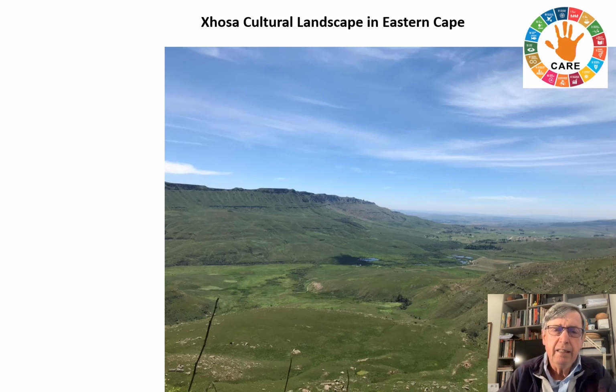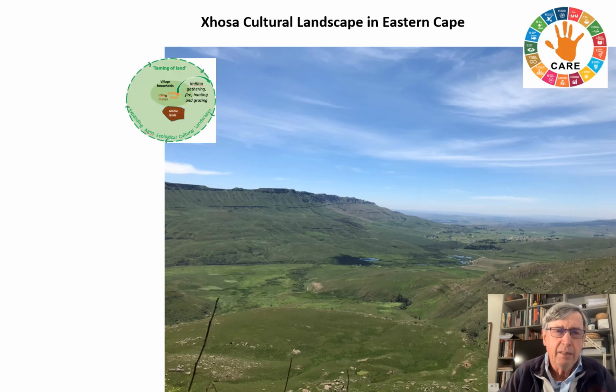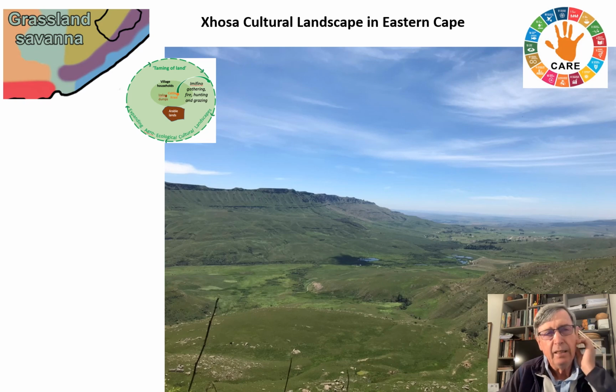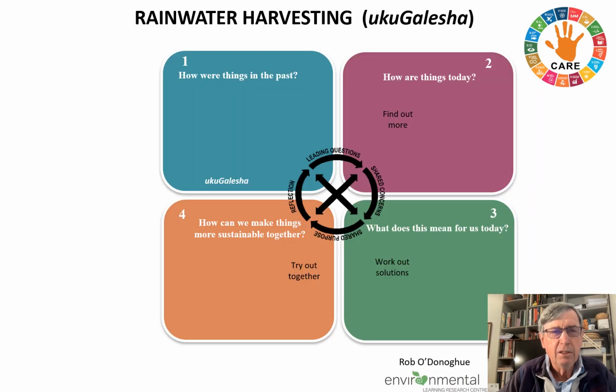We need to reread these landscapes as cultural landscapes, where there has been a land taming, and where you get the grassland savanna and the high forests and the coastal forests having been adapted over centuries to produce this cultural landscape. And what we're going to do is look at rainfall harvesting, or ukugelesha, as an example of this process of cultural adaptation in this landscape.